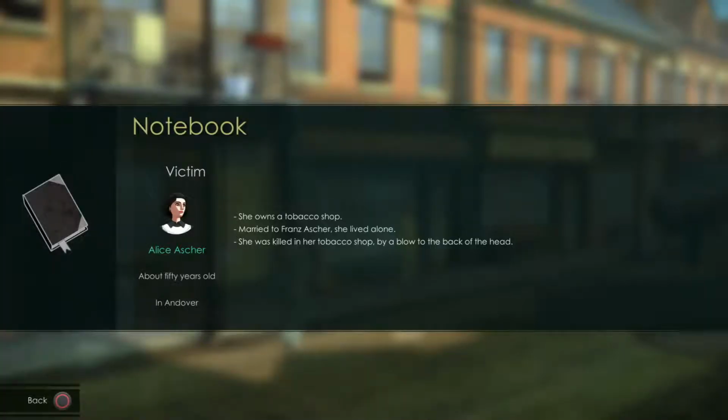She owns a tobacco shop, married to Franz Asher. She lived alone. She was killed in her tobacco shop by a blow to the back of the head. About 50 years old, in Andover.